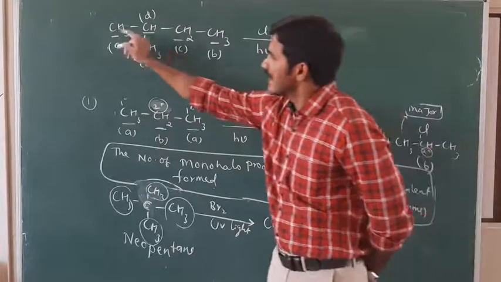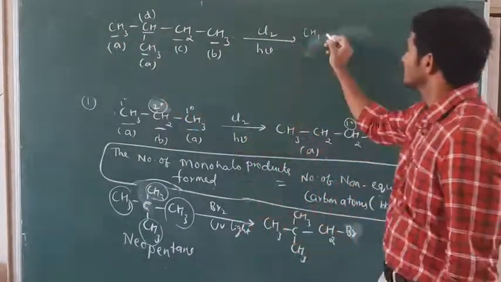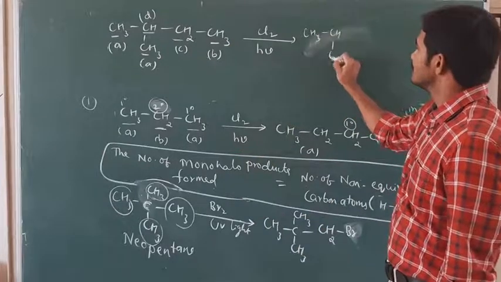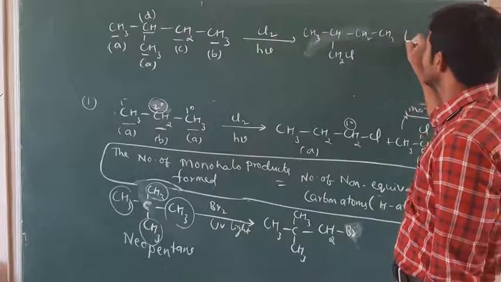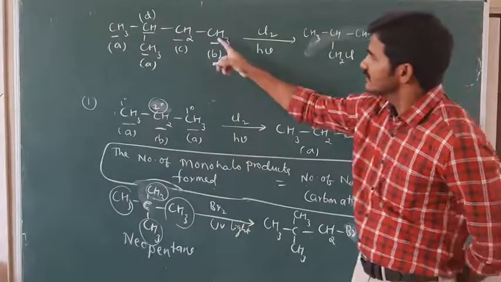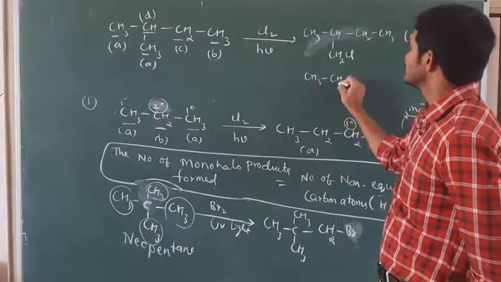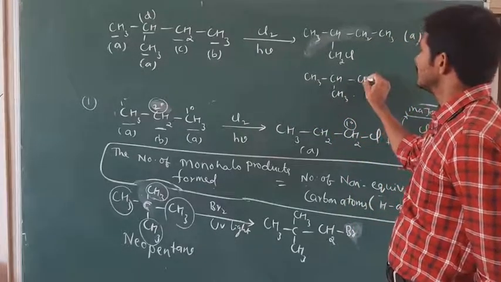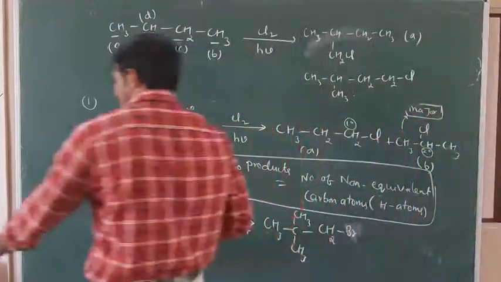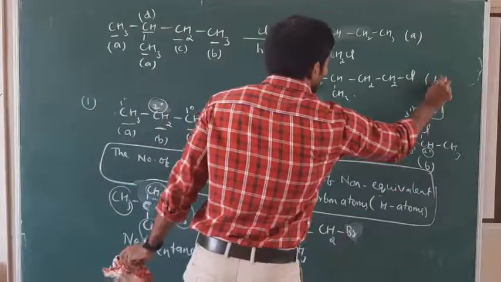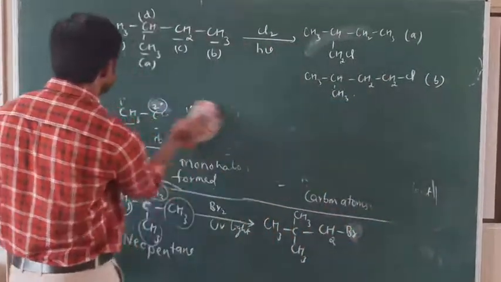First, A. Among these 3 hydrogens, 1 hydrogen is replaced with 1 chlorine. So CH3, CH, CH2, Cl, CH2, CH3. It is A product. What is the B product? This hydrogen we have to substitute with 1 chlorine. So CH3, CH, CH3, CH2, CH2, Cl. Second product, it is B. Now C product we can write. Let's see, you write C and D.